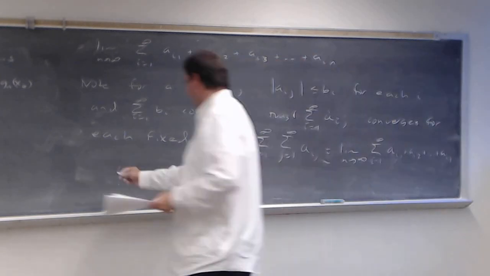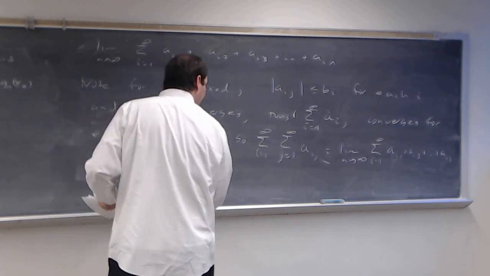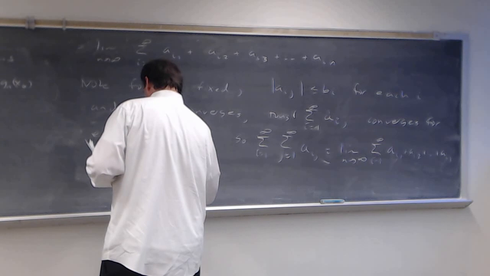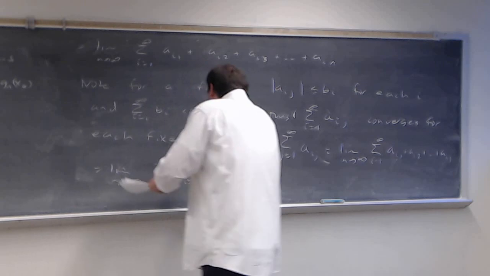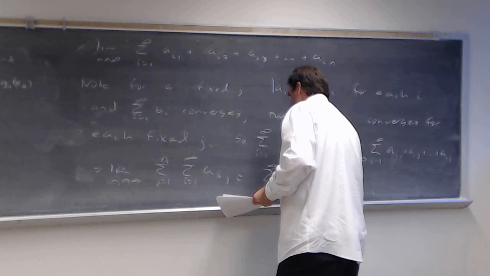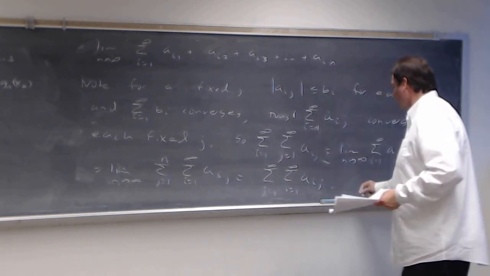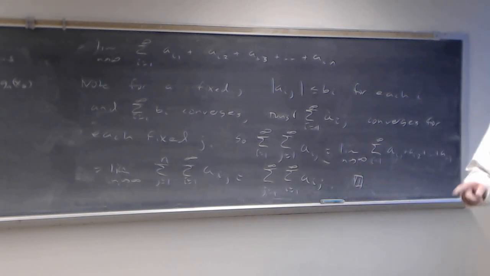So here we can extend that to be equal to the limit as n goes to infinity of the sum as j runs from 1 to n of the sum as i runs from 1 to n of a sub ij, and as n goes to infinity, this becomes the sum as j runs from 1 to infinity of the sum as i runs from 1 to infinity of a sub ij. And that's what we were trying to prove. So we can rearrange the way that we add things in this fashion. Okay.